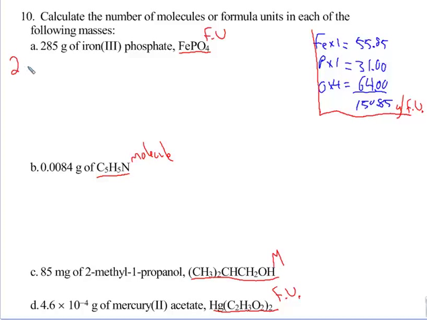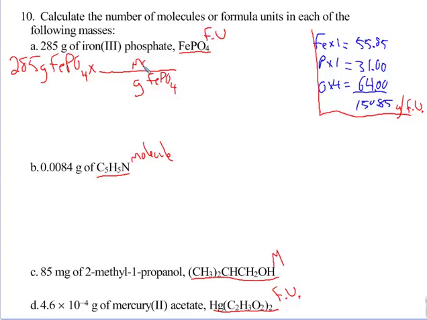So we start off by writing down what we know. In this case, what we know is 285 grams of FePO4. We don't want grams, so that goes on the bottom. What we want to know is how many formula units we have. We cannot go directly from grams to formula units, just like we cannot go directly from grams to atoms, which is sample number 5. So if you're struggling with this one, go back and look at number 5 because it's very similar, except we're looking at formula units or molecules, not individual atoms.